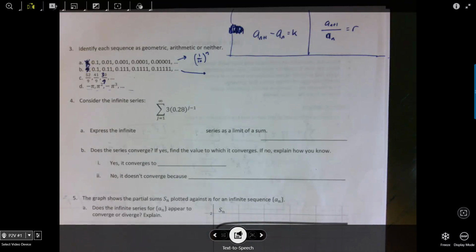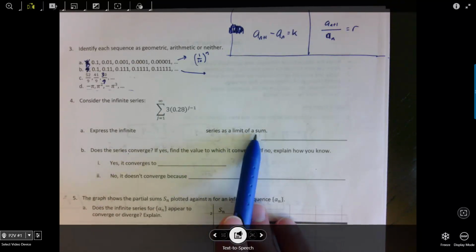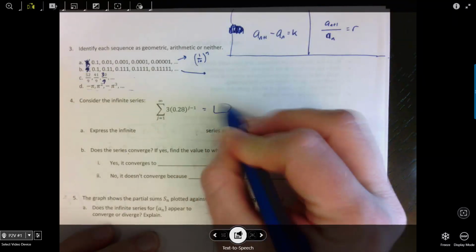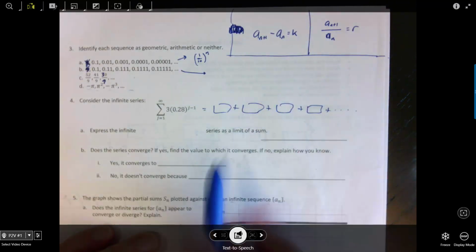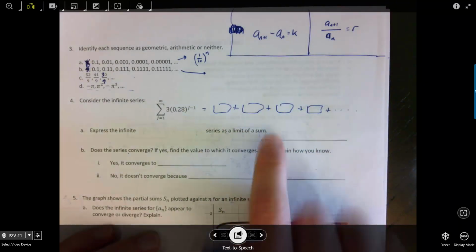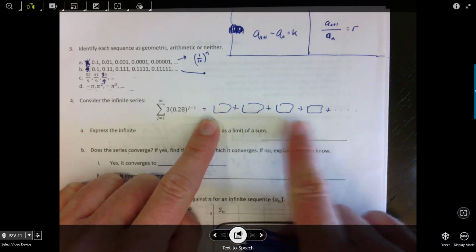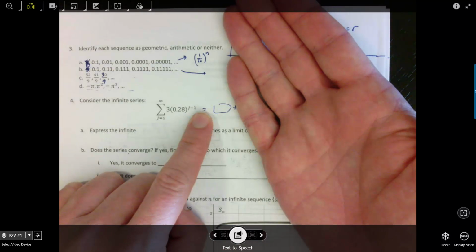All right, so here we've got an infinite series. It says express the infinite series as a limit of a sum. Okay, so what in the world could that mean? Remember that this is an infinite sum, but if we want to know whether it converges, we have to look at a sequence of what happens when you add one term at a time, and those are called the partial sums. So just the first term is the first partial sum.